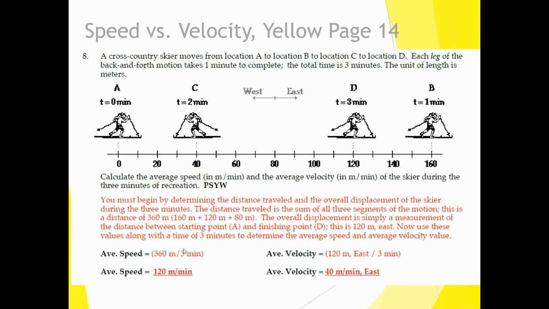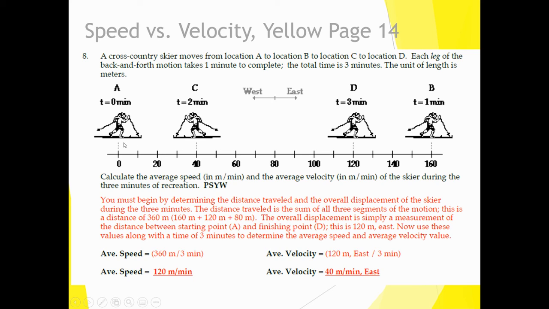Number 8, a cross-country skier moves from location A to B to C to D, and each leg of the motion takes 1 minute to complete, and the total time is 3 minutes. The unit of length here is meters. Calculate the average speed in meters per minute and the average velocity of the skier during the 3 minutes of recreation. So first we have to determine the distance traveled. From A to B is 160. From B to C, he went from 160 to 40, so that's 120. And then from C to D, that's 40 to 120, so that's 80. So we have here 160 plus 120 plus 80, and that totals up to 360 meters.